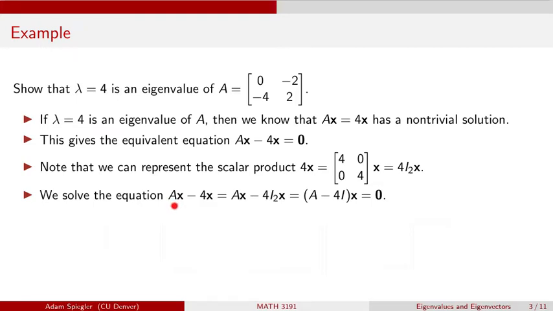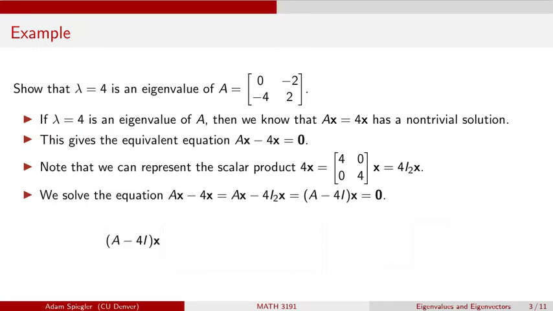So we have that Ax minus 4x should equal 0. Now we're going to replace the 4x with 4 times the 2 by 2 identity matrix times vector x. So I can rewrite this as the matrix A minus the matrix 4I times the vector x. I can factor out an x from the right of both of these products. And so we want to solve when A minus 4 times the identity matrix times vector x is equal to the 0 vector. So does this have a non-trivial solution?